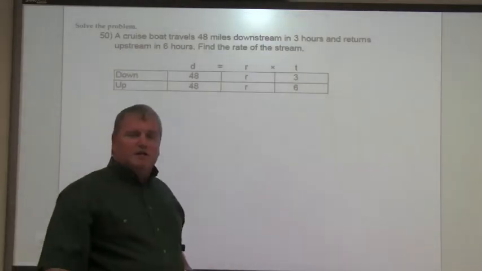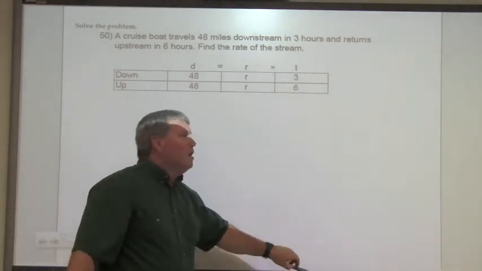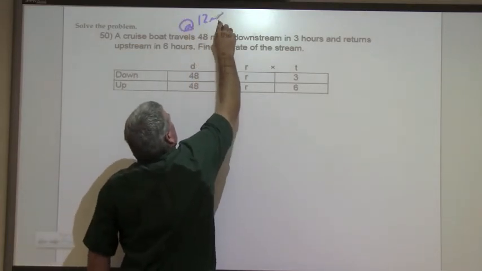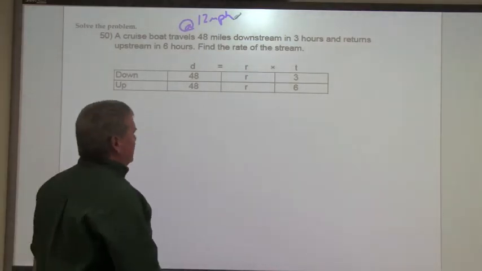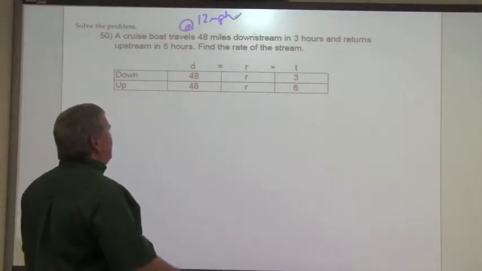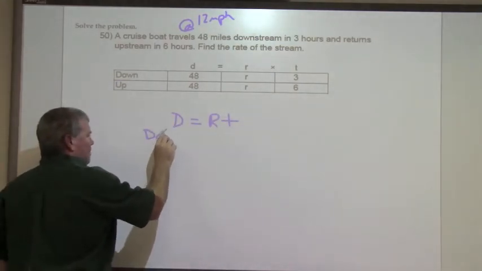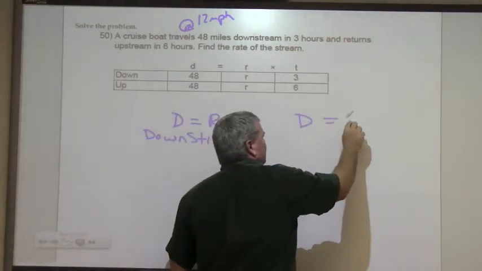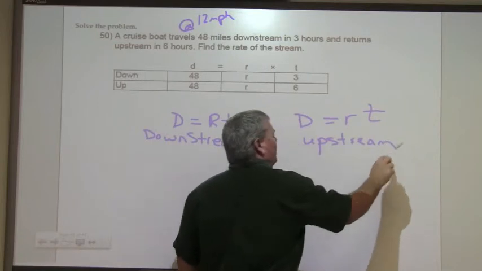Now number 50. This is the last problem on the review, and it is typed in wrong. It should say a cruise boat travels at 12 miles per hour, 48 miles downstream in 3 hours, and returns upstream in 6 hours. So when we do that, we got distance equals rate times time. We have a downstream that we need to look at. And then we got a distance equals rate times time, which is an upstream. And what they want us to find out is what is the current?